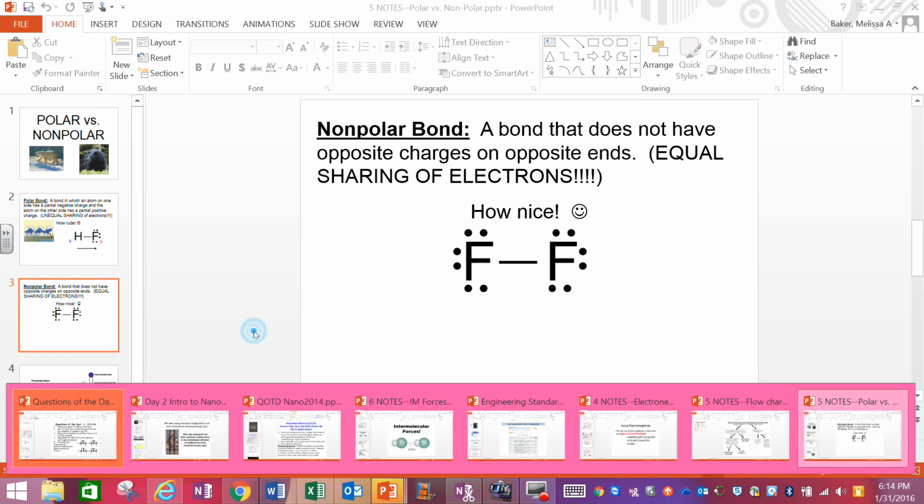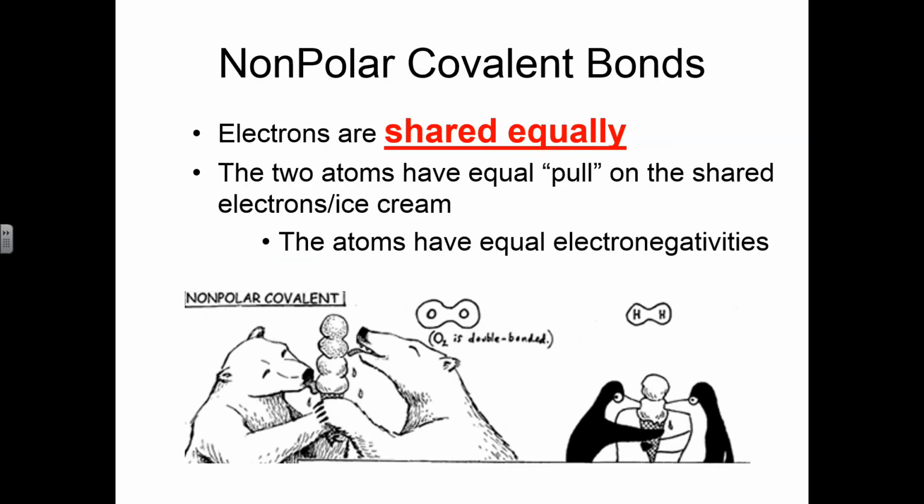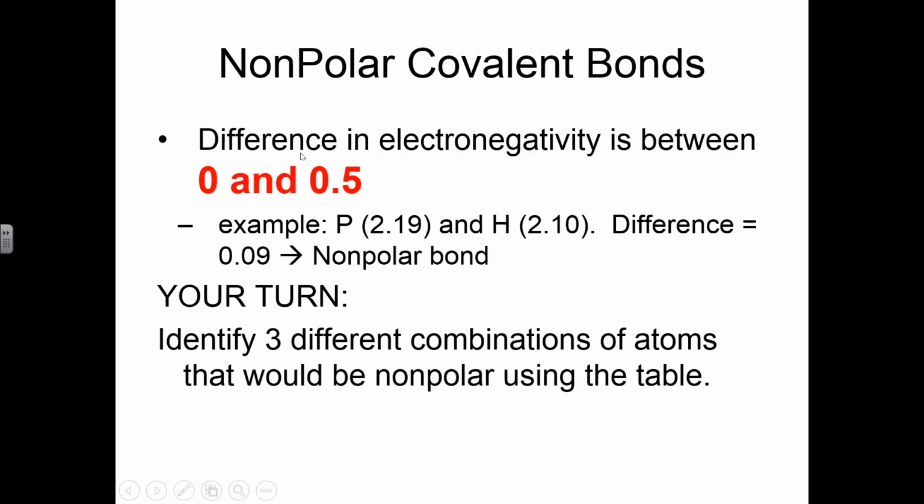Alright, let's go back to the electronegativity notes. So let's go through each of these. Nonpolar again means the electrons are shared equally. So here's a picture of 2 polar bears that are sharing equally because they're both oxygens. There's 4 scoops of ice cream because that's a double bond. And here's 2 hydrogens sharing their ice cream equally. So remember I was saying that the difference doesn't have to be 0, I should say. It's usually smaller than 0.5.